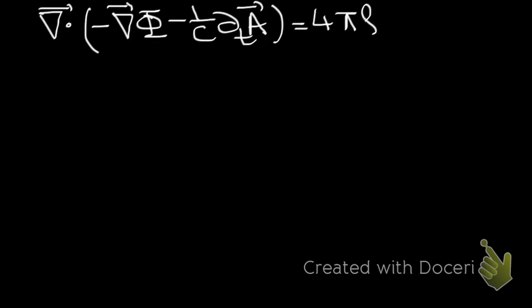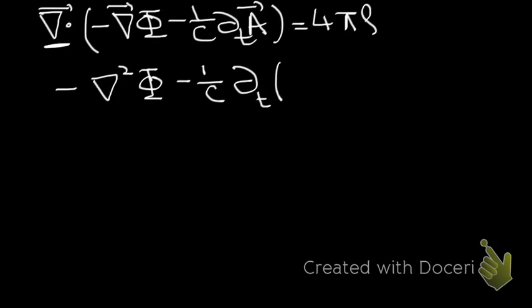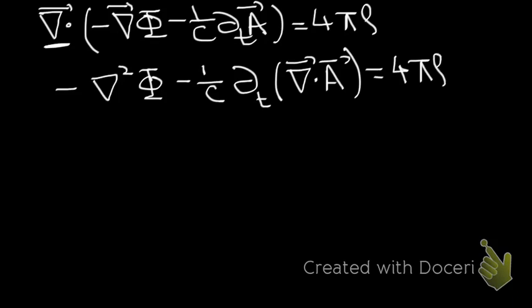And now I can distribute this del, and so I'll have negative Laplacian of phi minus 1 over C. Now again, because my partial derivatives commute with each other, I can have this thing as partial time derivative of my divergence of vector potential A, right? And on the right hand side, obviously we have 4 pi times rho. Now let's call this equation number 3, right?